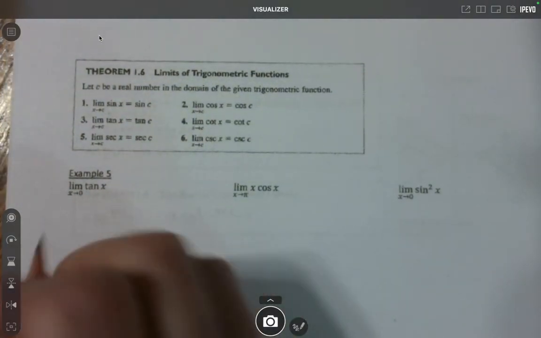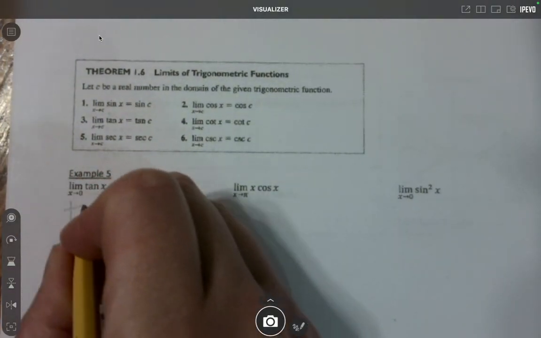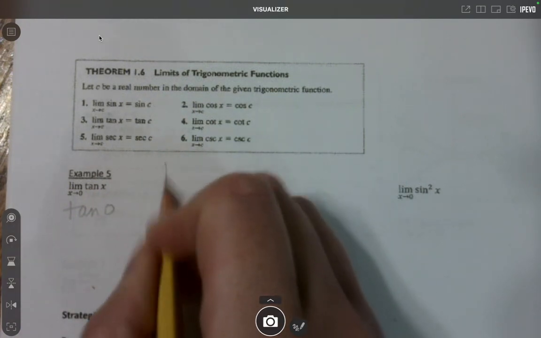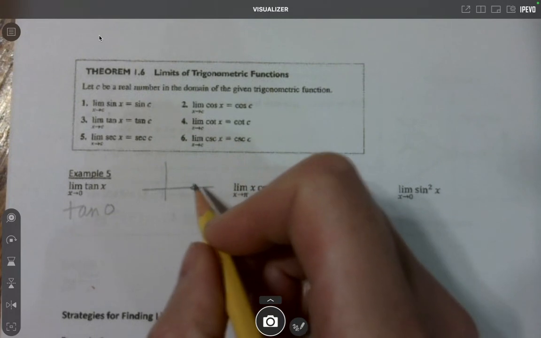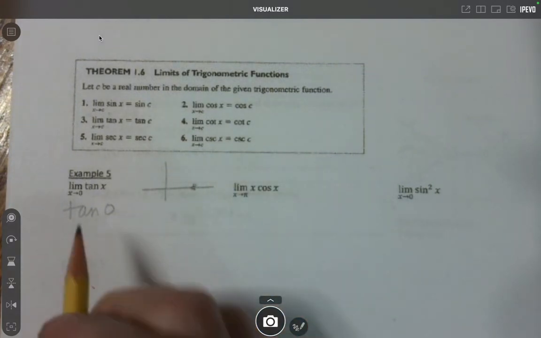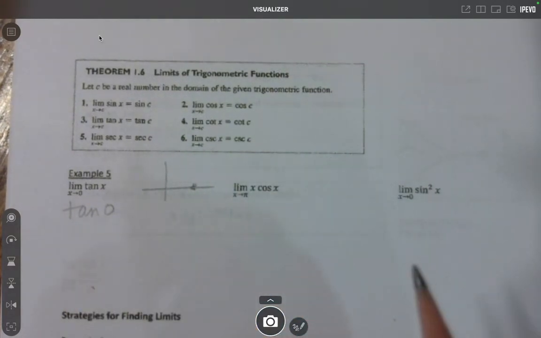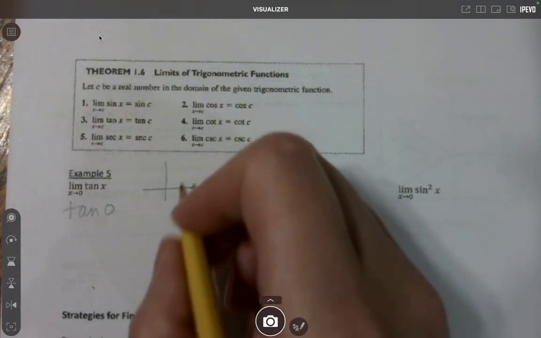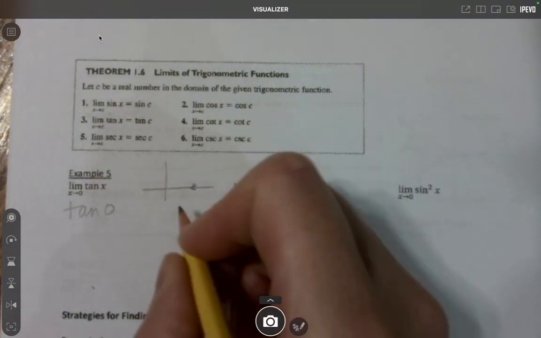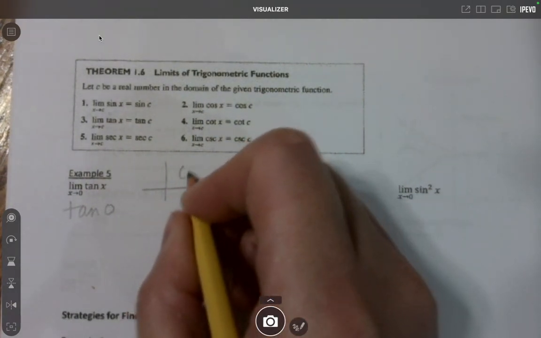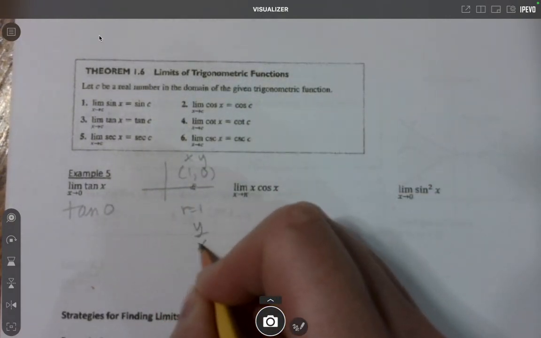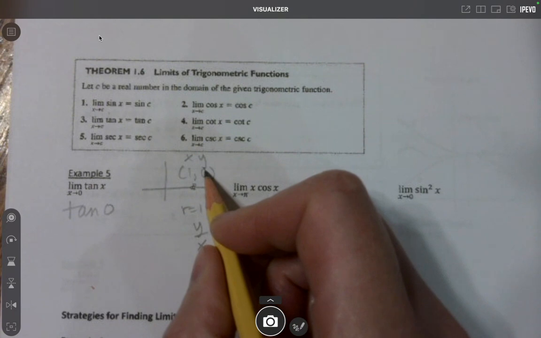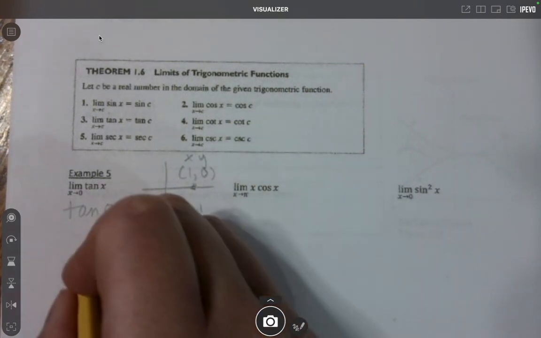So limit as x approaches 0 of tangent x, I'm going to substitute 0 in for x. And then to evaluate it, we got a little bit of noise in the background. This is a 0 degree angle, right? I'm finding the tangent of 0, so 0 radians or 0 degrees. It's going to be this point right here on my unit circle where my radius is 1. The point's (1, 0). This is an x, y. Tangent is y over x. So 0 over 1 is just 0.